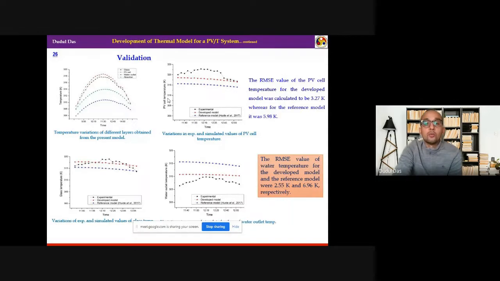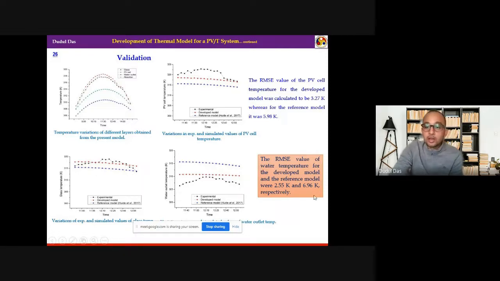And we found, while calculating the temperature of various layers as well as the output fluid of the PVT, there is a considerable increase in the root mean square error of our present model. That model we have developed considering the thermal contact resistances between different layers. And we found that the reference model gives us 5.98 Kelvin of root mean square value for PV cell temperature prediction, but our model gives us a root mean square value of 3.27 Kelvin for PV cell temperature prediction. That means almost 2 Kelvin improvement in the prediction has been reported.